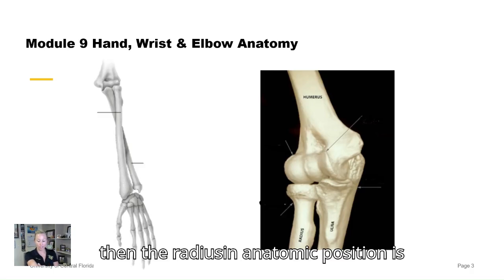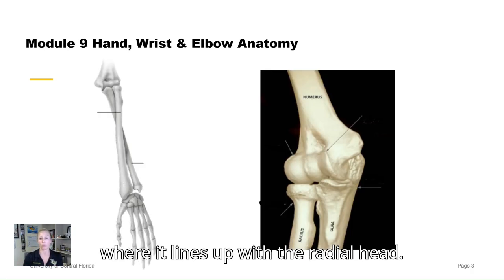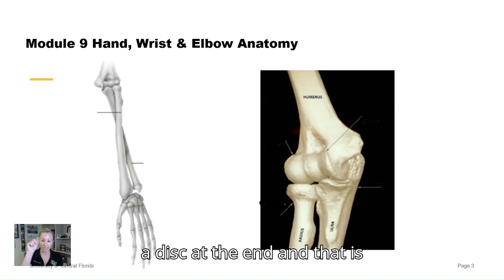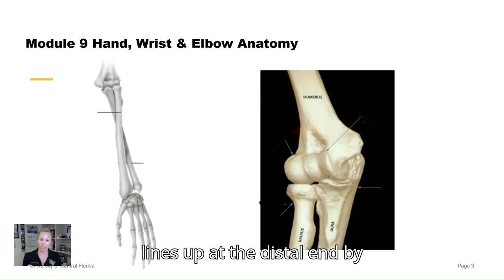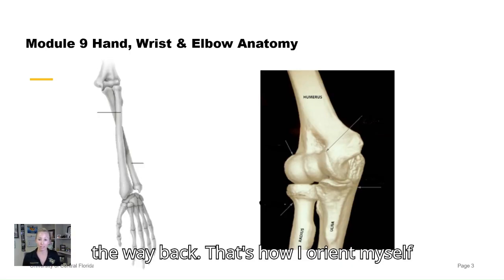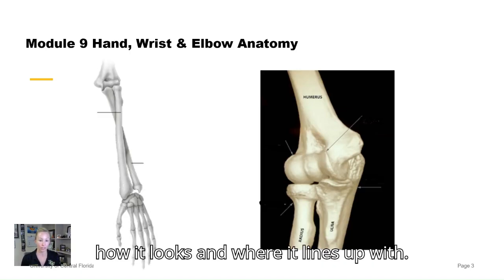And then the radius in anatomic position is going to be on the outside of the elbow where it lines up with the radial head. So the radial head is at the end. You want to find that radial head that looks like a disc at the end. And that is the radius. And then you find where it lines up at the distal end by the thumb, and you want to follow it all the way back. That's how I orient myself with the forearm. I always just find the radius first because it's so distinct in how it looks and where it lines up with.